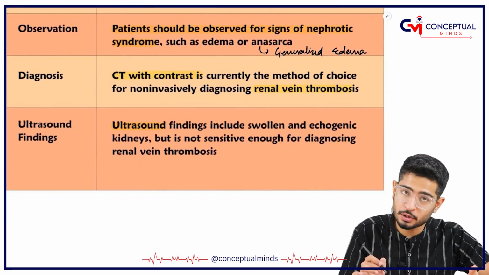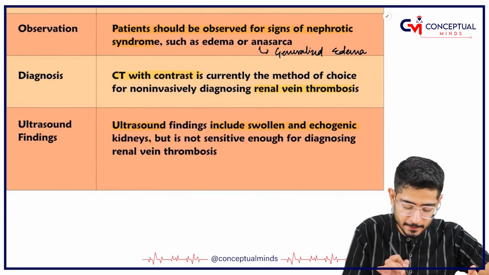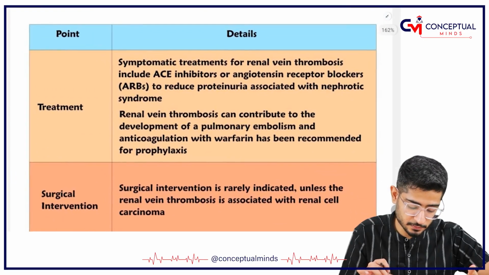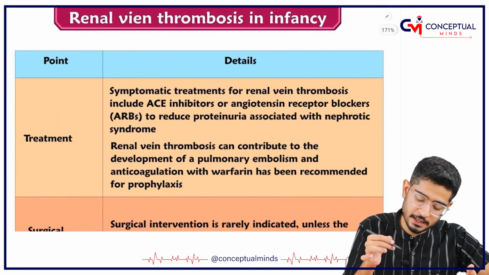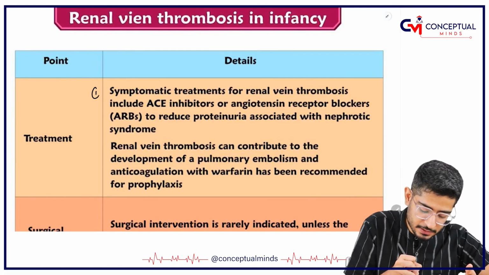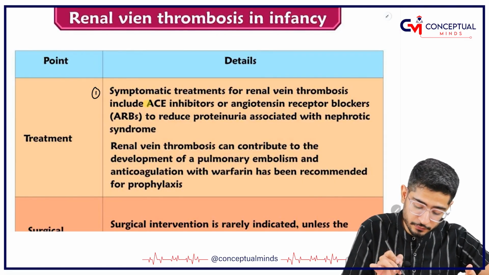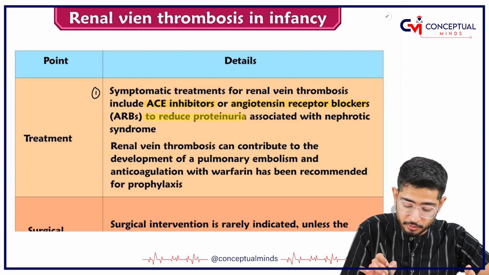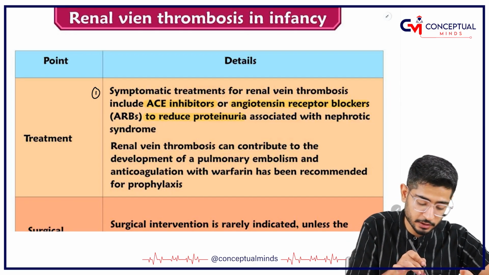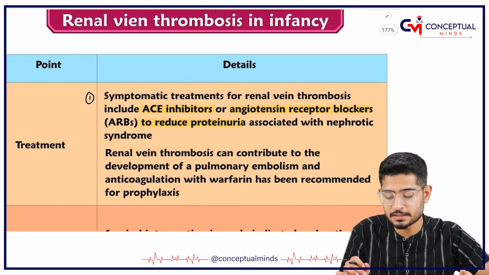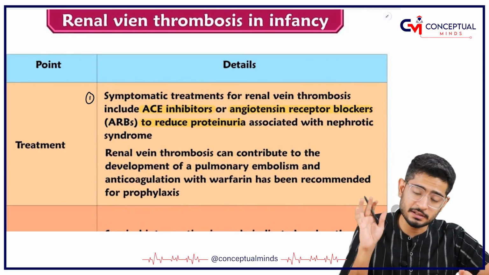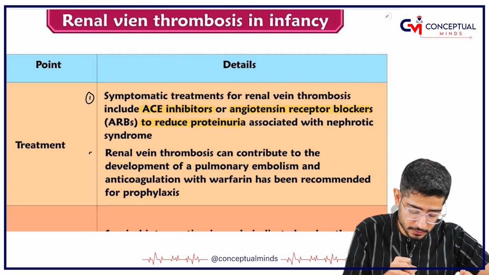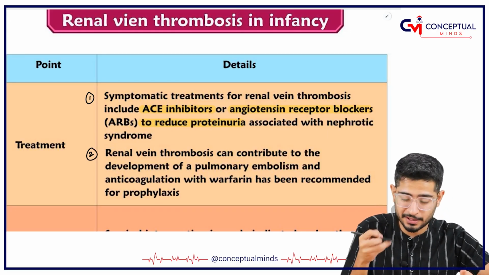And in ultrasound, what does it show? It shows a swollen, echogenic kidney, but it is not very sensitive, so the diagnostic test is CT. Now, how will you treat this? Of course, symptomatic treatment has to be given. First of all, we give ACE inhibitors and angiotensin receptor blockers to reduce the proteinuria associated with nephrotic syndrome. They decrease the proteinuria because ultimately they decrease the urine output, so the protein in the output will also be reduced.